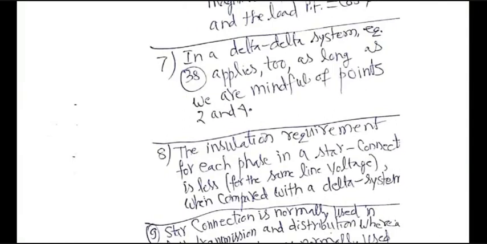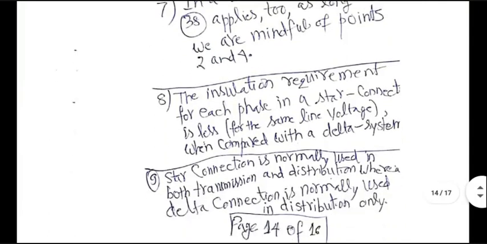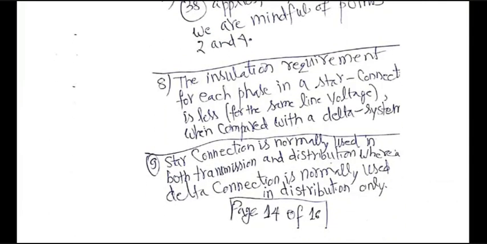Now, other things that you may want to note are a little bit more on the practical side. The insulation requirement for each phase in a star-connected system is less for the same line voltage. Why? Because the current in the line is the same as the current in the phase. So it's not going up by a factor of square root of 3, which is the case for delta system.